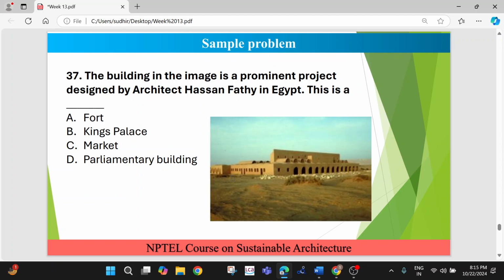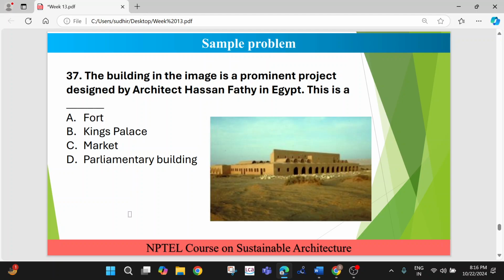Like the building image in this figure is a prominent project designed by the architect Hassan Fatih in Egypt. This is what? Whether it is a fort, king's palace, market, or parliamentary building. So this is a sample. This kind of problems or image visualization type of questions can be asked to you. So you can go through the case studies, figures in proper depth.